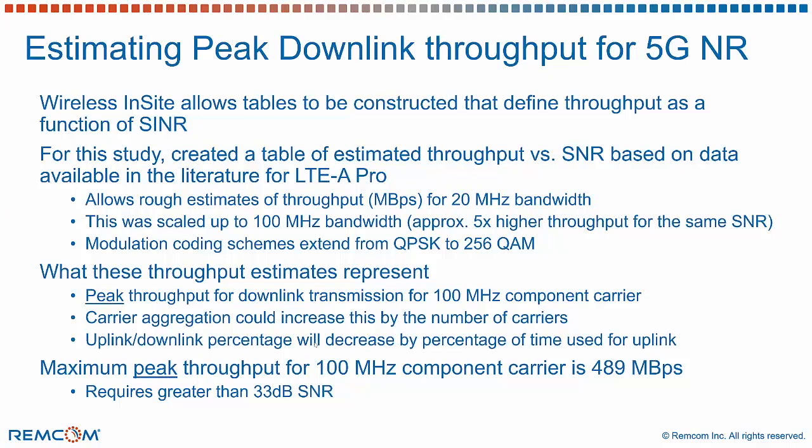If we were to include uplink and downlink percentages, our throughput would go down accordingly. On the other hand, if we assume that there are multiple bands and we're doing carrier aggregation, which of course we could simulate those additional bands, then we would see our throughput increase by the number of carriers. So in an actual scenario for fixed wireless access, we expect that people may have multiple carriers and that there may be some uplink downlink percentages that should be applied. For this demonstration today, however, we are going to be calculating the maximum peak throughput for our 100 megahertz component carrier. And that peak, under ideal conditions, can get up as high as 489 megabits per second.